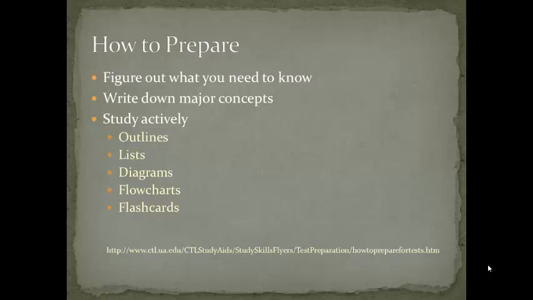Next, write down major concepts. Break down information into major categories and try to get the big picture. Now that you have the big picture, actively study the major concepts. Active studying means interacting with the material as you study. Some methods of active studying include outlining, making lists, creating diagrams or flowcharts, and using flashcards. Active studying should begin at least 4 or 5 days before the test date.